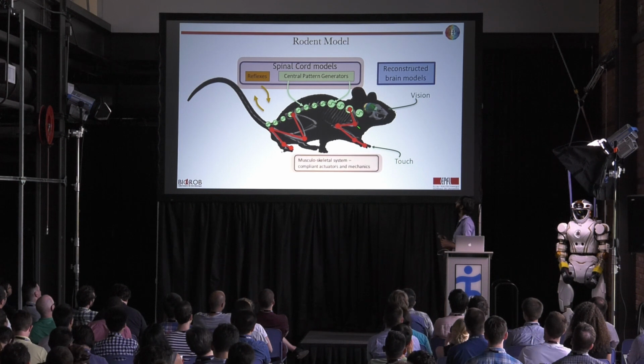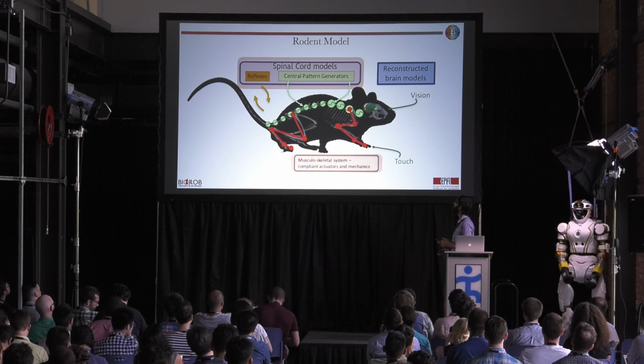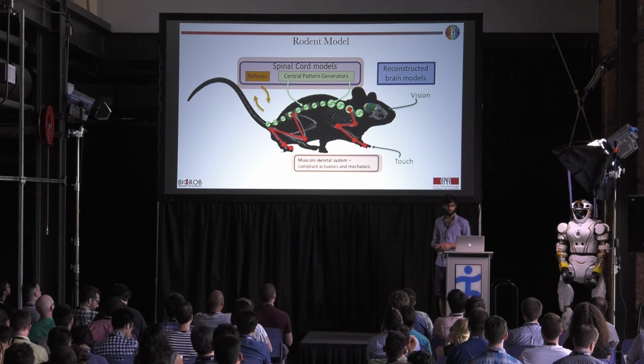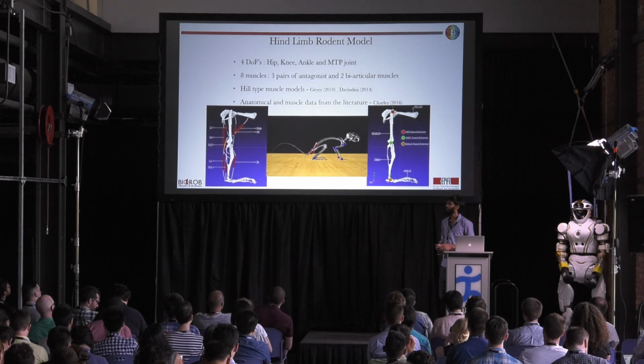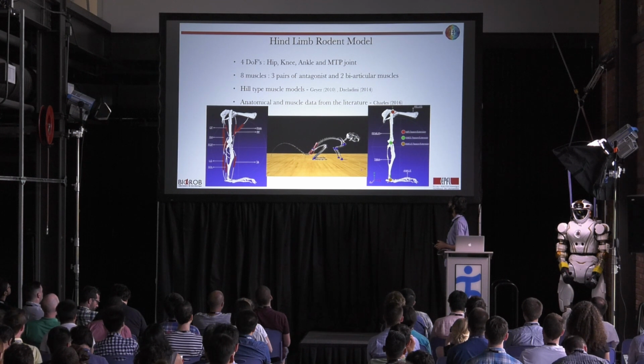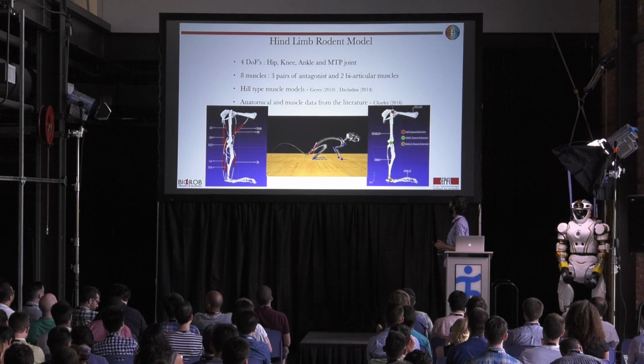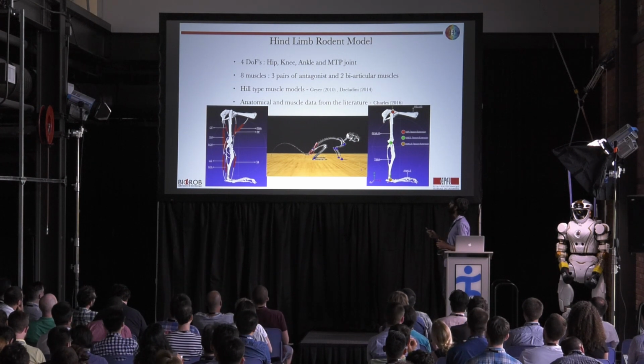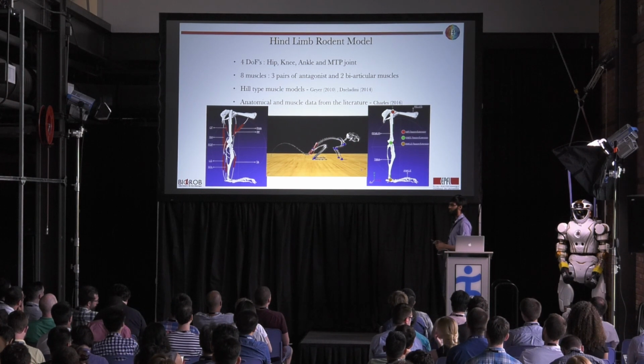And in today's talk, I will mainly focus on examples of spinal cord models and how I'm integrating them with the musculoskeletal system to produce locomotion. So just to give you a background of the model, here you see the mouse I'm going to use for the simulation results in the further slides. And you have only hind limb locomotion right now, but we're quickly extending it to full body quadruped locomotion.